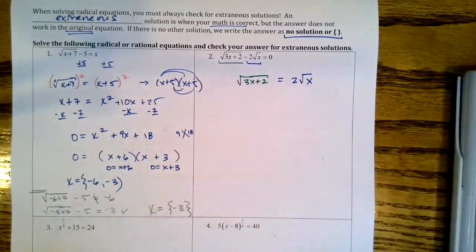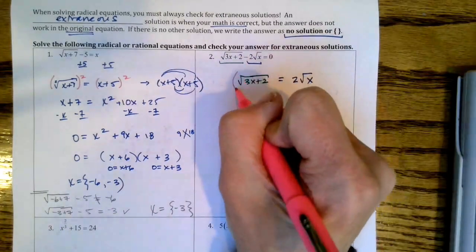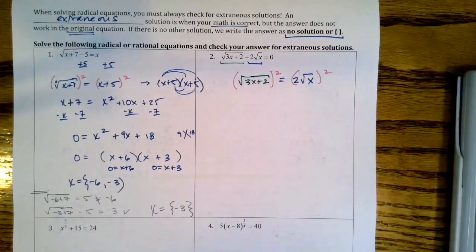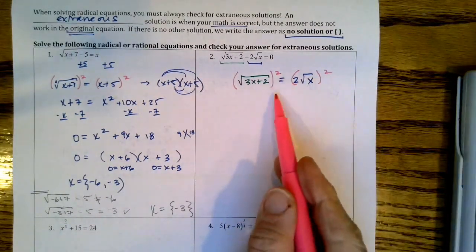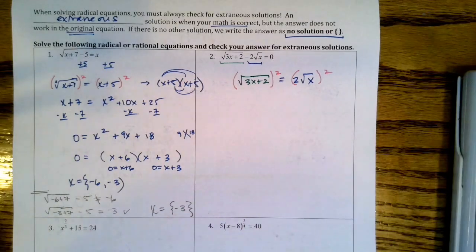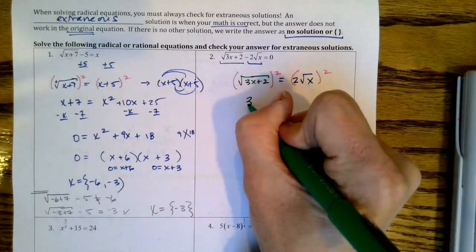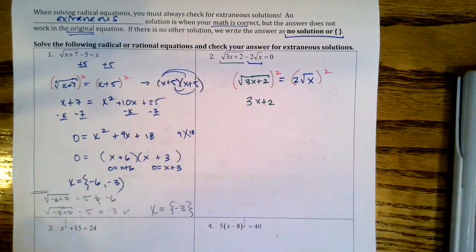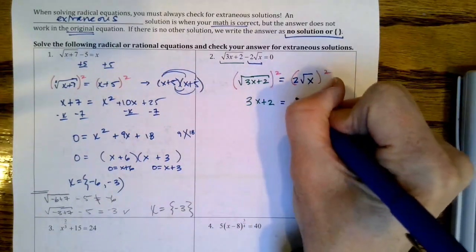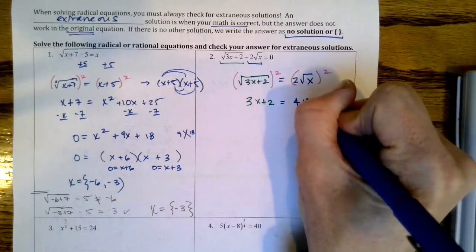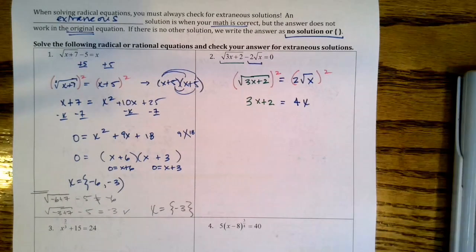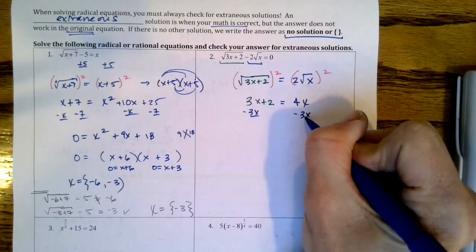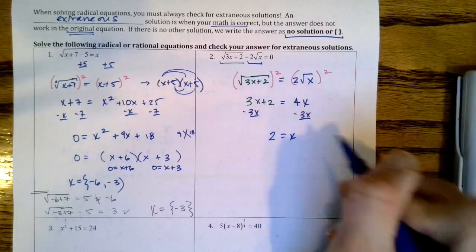square root of x. Well, I'm allowed to, since their indexes match, multiply each side of the equation by itself, meaning I'm squaring each side. That's a property of equality. If I square root of something squared, that's going to be equal to that thing. Be careful of this one though, because this 2 times 2 is 4. Square root of something squared is equal to x. When I go to solve this, I'm going to subtract 3x from each side, and 2 is equal to x.